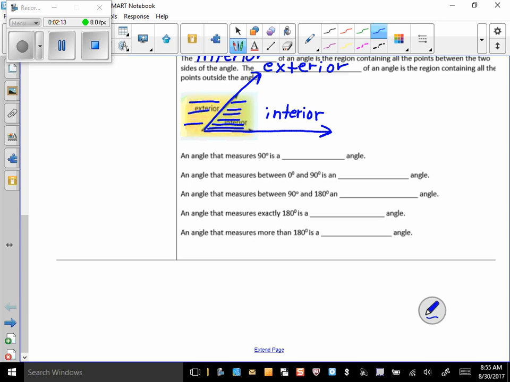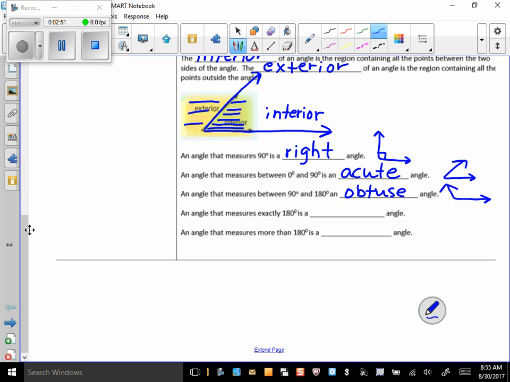Okay, now let's talk about types of angles. An angle that measures 90 degrees, we all know, is a right angle. And you'll probably see, if you have an angle and you see this little box designation in the corner, that means it's a right angle. An angle that measures between 0 and 90 degrees is an acute angle. So it's going to look something like this. An angle that measures between 90 and 180 degrees is an obtuse angle. And of course it'll look something like that.